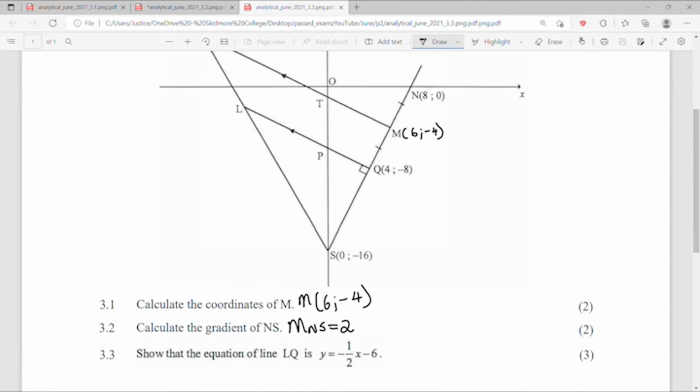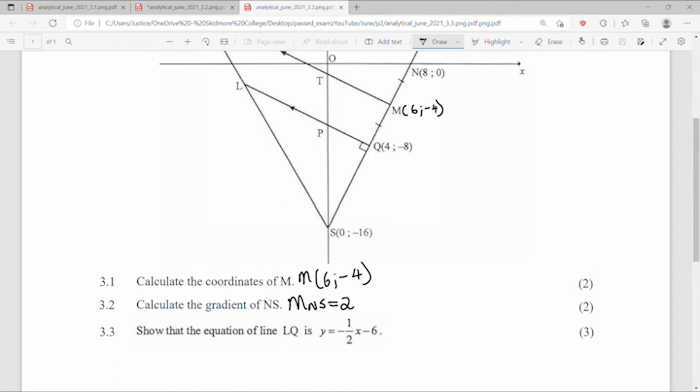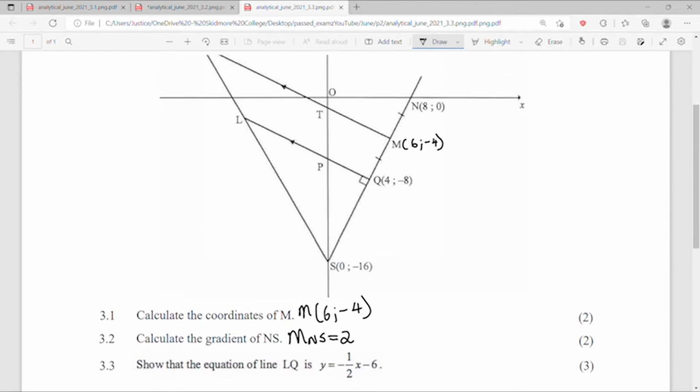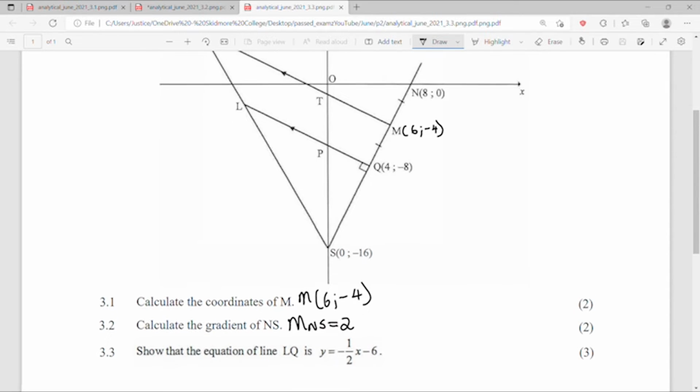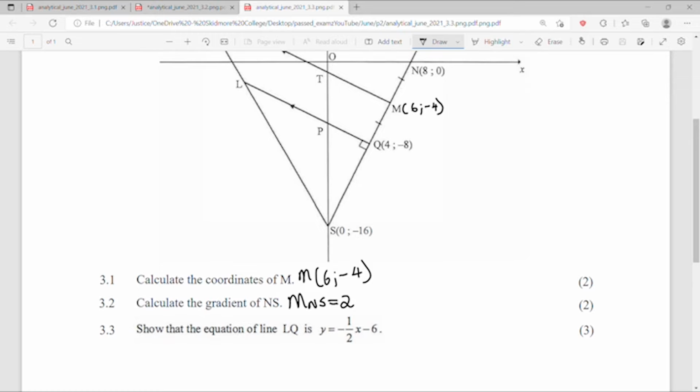You are asked to show that the equation of line LQ is y equals negative half x minus 6. Do not be confused. If you did not look at the first question in the first video in this playlist, do that, because we did a lot of analysis there. But anytime you're looking at a question, don't be confused. The question itself tells you what to do.